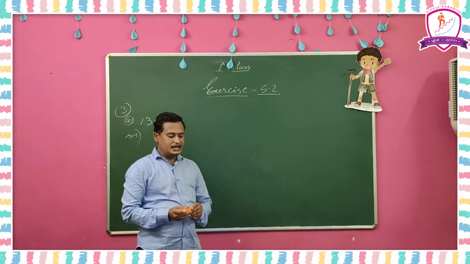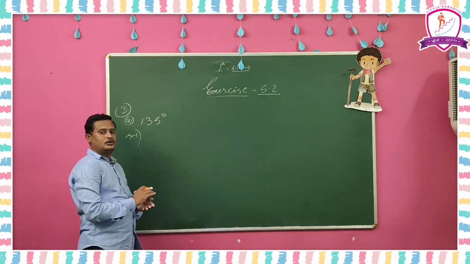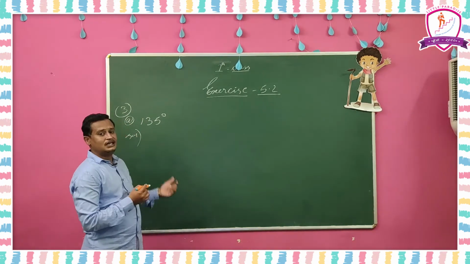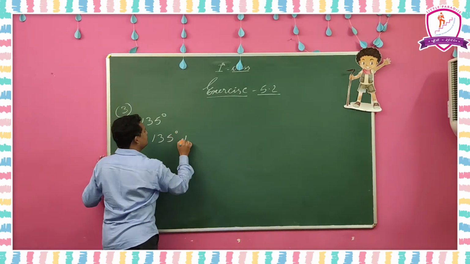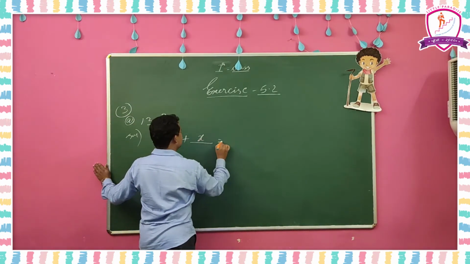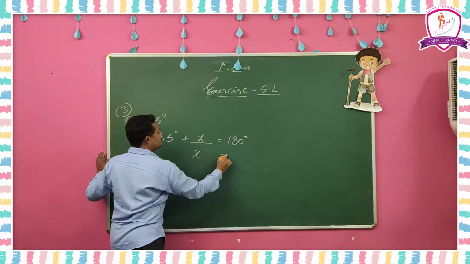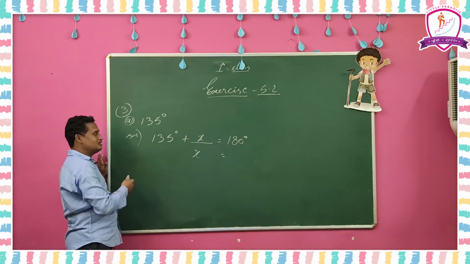So what should be added to 135? What should be added to 135 so that we will get 180 degrees? So 135 plus dash, it means x, we have to write 180 degrees. Supplement means we have to add these two angles, then we will get 180 degrees. Which angle should be added?